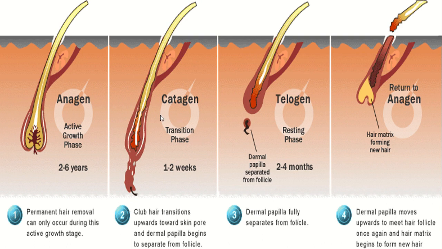Catagen or transition phase, dermal papilla will separate from the follicle and it will move upwards. Telogen or resting phase, dermal papilla will be separated from the follicle. Exogen phase, in which new hairs start forming. Dermal papilla move upwards to meet the hair follicle again and they begin to form new hair.